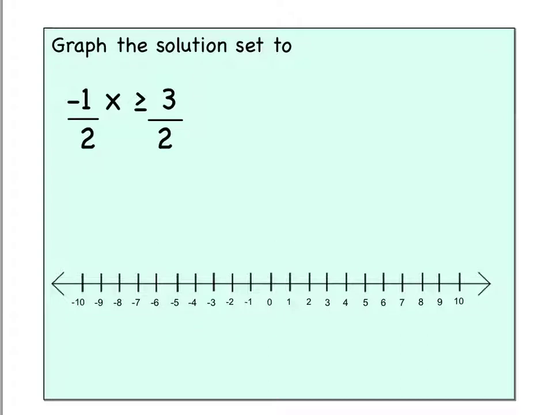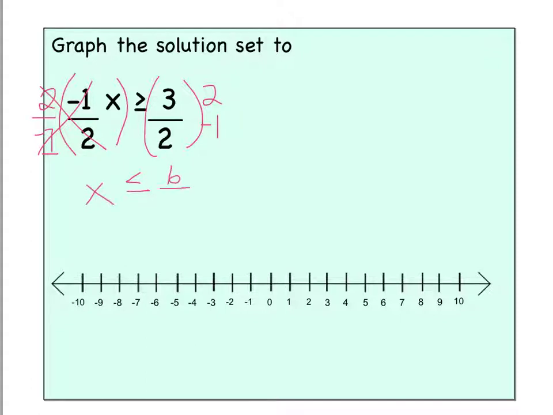Okay, here we've got negative 1/2 x is greater than or equal to 3/2. We're going to multiply by the reciprocal, which is a negative. Multiply by 2 over negative 1, so I have to reverse my sign. X is less than or equal to 3 times 2 is 6. 2 times negative 1 is negative 2, which means x is less than or equal to negative 3. I'm going to graph that. It's got to be a closed circle. The numbers that are less than that go to the left.